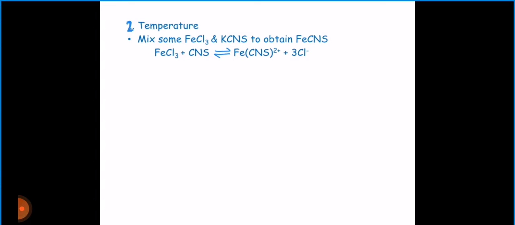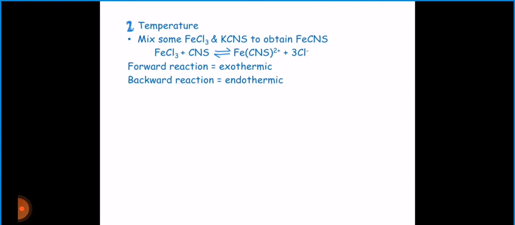Next we'll look at the effect that temperature has on the equilibrium. We mix together our iron 3 chloride and our potassium thiocyanate again, and that gives us our ferrothiocyanate. We know that the forward reaction is exothermic and the backward reaction is endothermic. Exothermic means that heat has been given out, and endothermic means that heat has been absorbed. You should remember that from rates of reaction and from our thermochemistry.